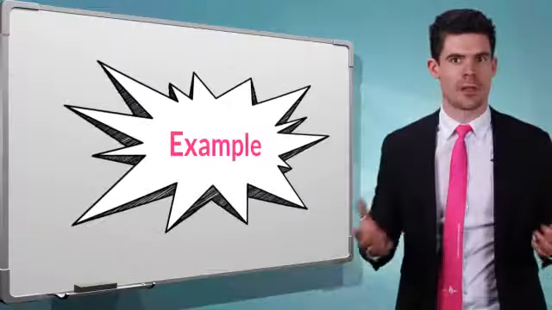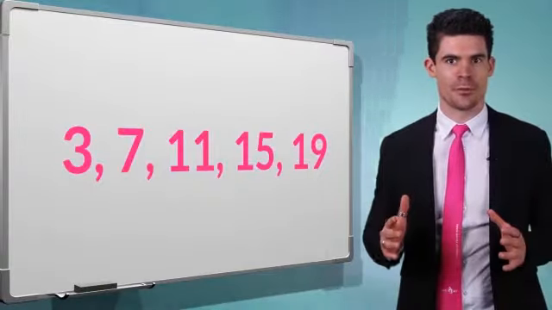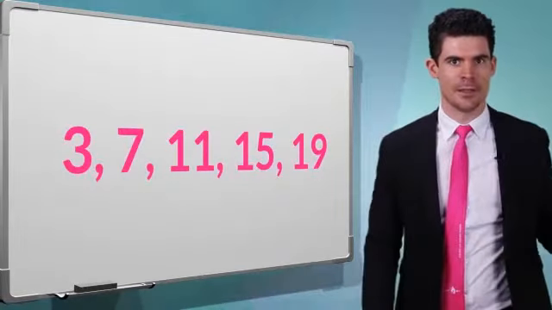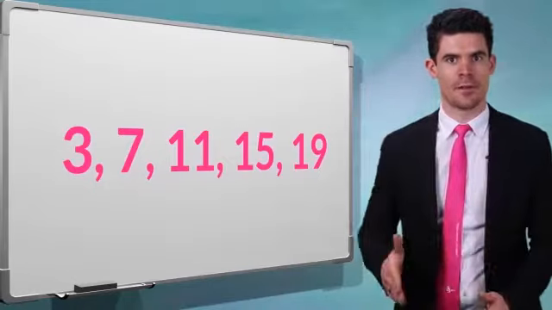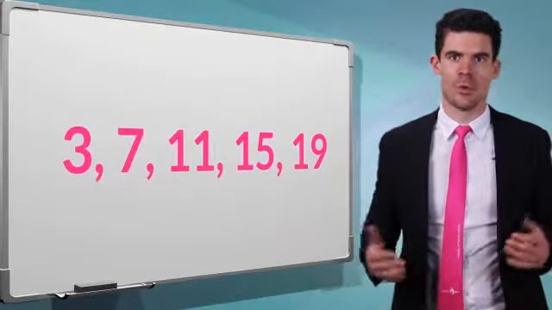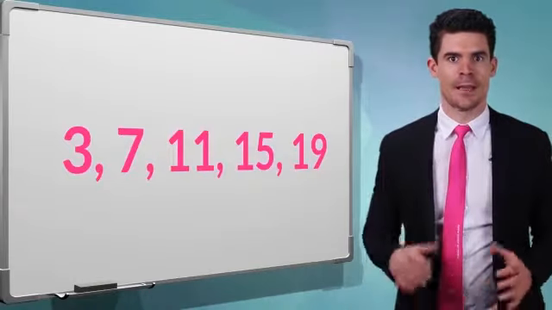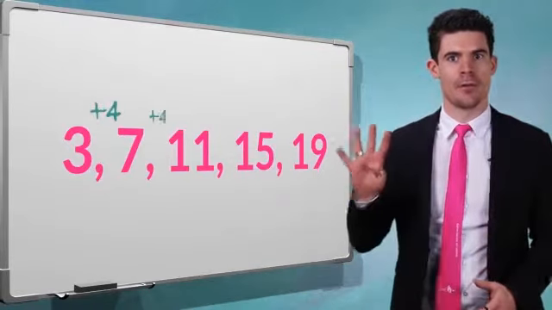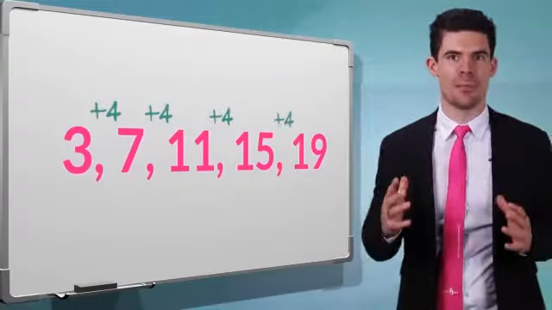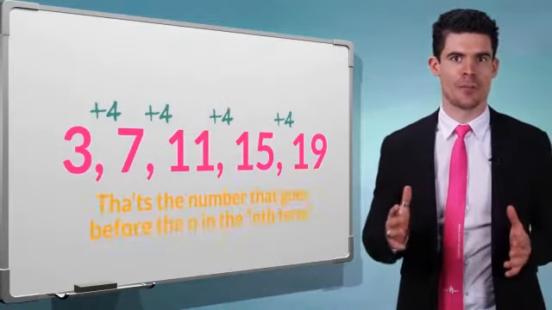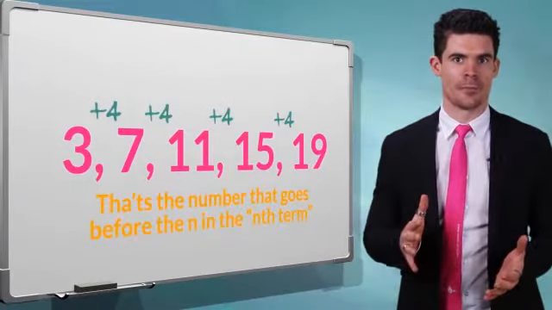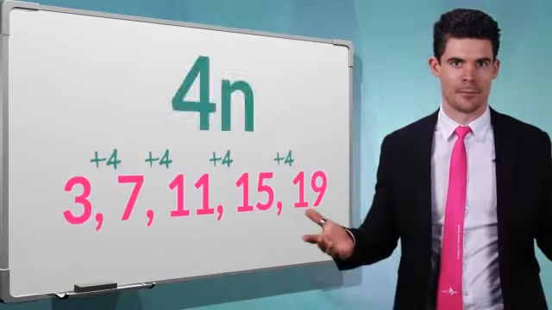Let's jump in with an example. Here's a sequence for us to have a look at. 3, 7, 11, 15 and 19. What's the pattern? What are the numbers going up by each time? In this case, they are going up in 4s. This is really important, as it is the number that goes before the n in the nth term. So now we have 4n.